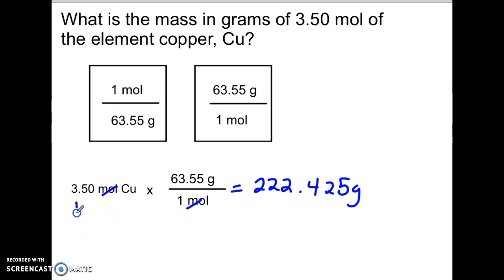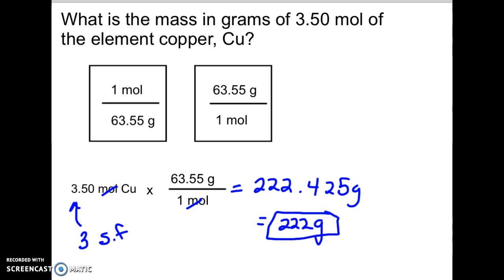And that's because here you have 3 significant figures. So you have to report this number in 3 significant figures. And the number then that you should report is 222 grams. And you're going to put a box around it because it's your answer.